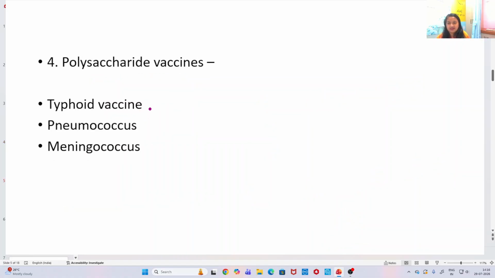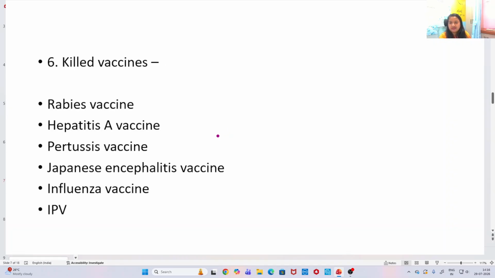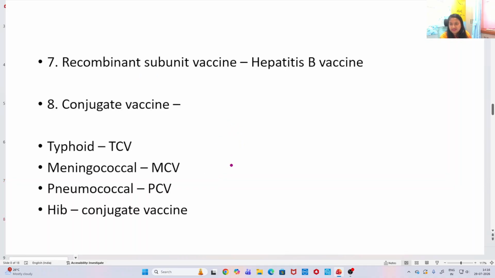Polysaccharide vaccines: typhoid vaccine, pneumococcal vaccine and meningococcal vaccines. All three are available as conjugate vaccines as well as polysaccharide vaccines. Toxoid vaccines: tetanus toxoid and diphtheria toxoid. Killed vaccines: rabies, hepatitis A, pertussis vaccine, Japanese encephalitis vaccine, influenza vaccine and injectable polio vaccine. These are all types of killed vaccines. You have to remember this, because there can be multiple MCQs where these are all rearranged. So this is the list of killed vaccines.